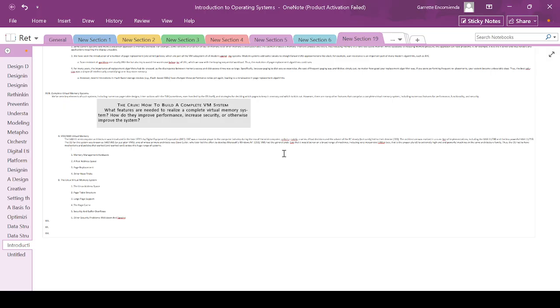So the crux: how to build a complete VM system. What features are needed to realize a complete virtual memory system? How do they improve performance, increase security, or otherwise improve the system? VAX/VMS Virtual Memory System.